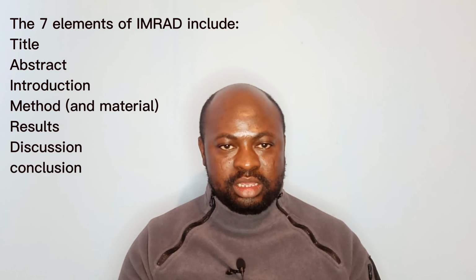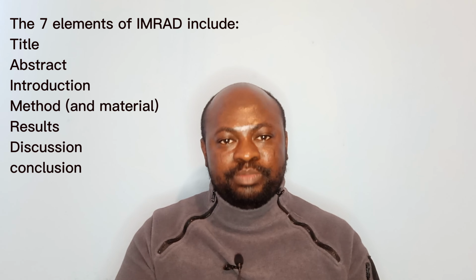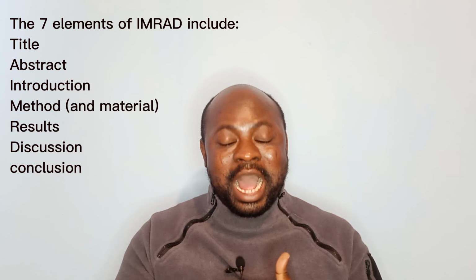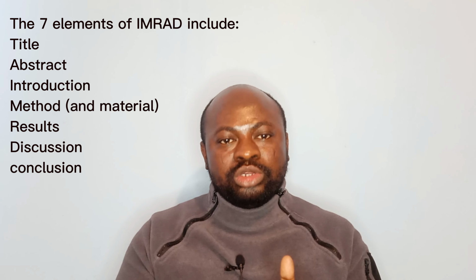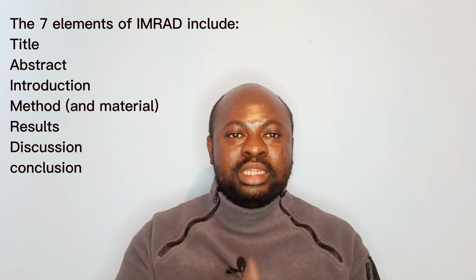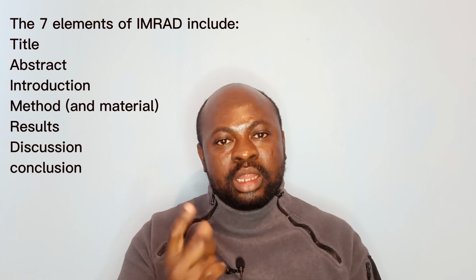The format of this kind of structure consists of 7 elements, which include the title of the research paper, the abstract, the introduction, the methodology or method and material, the results, discussion, and conclusion. In some papers, results and discussion are combined together. In others, they are separated.